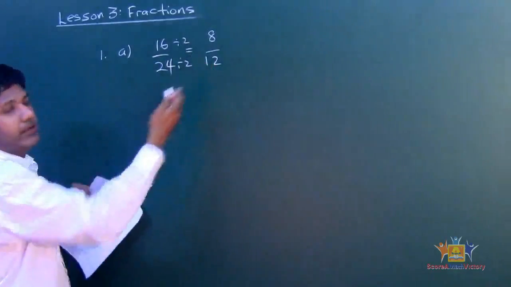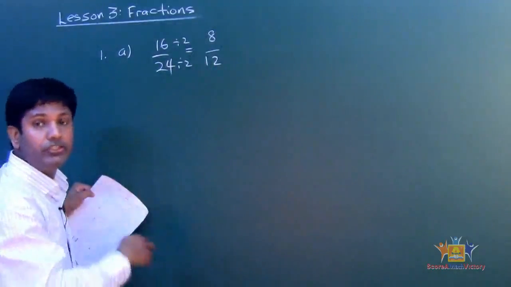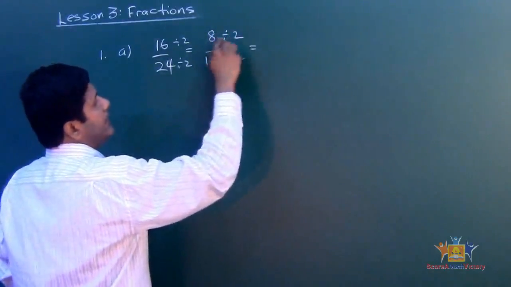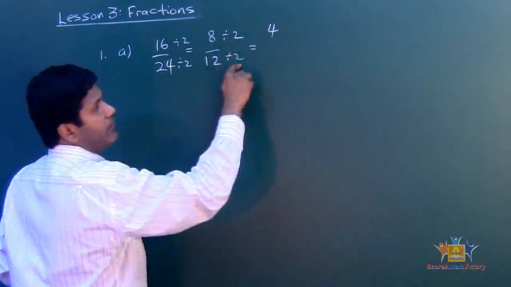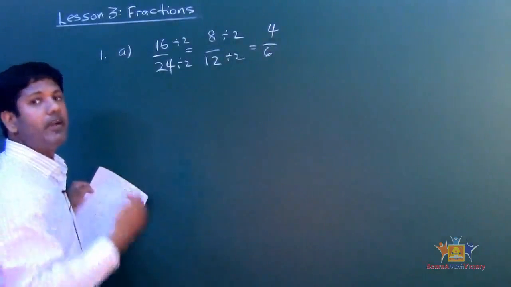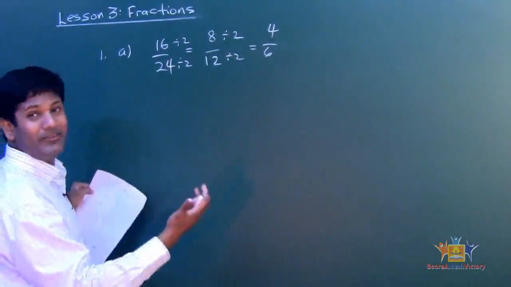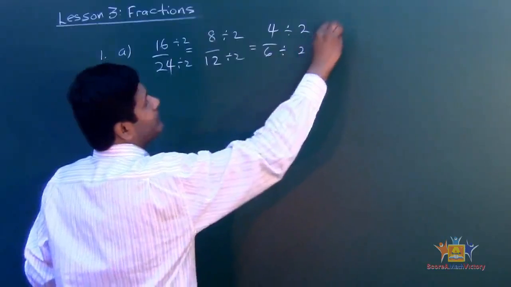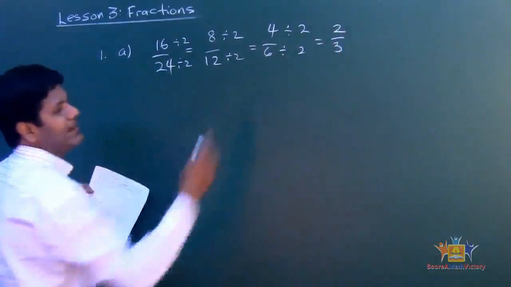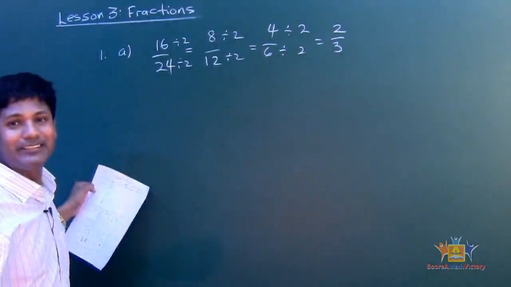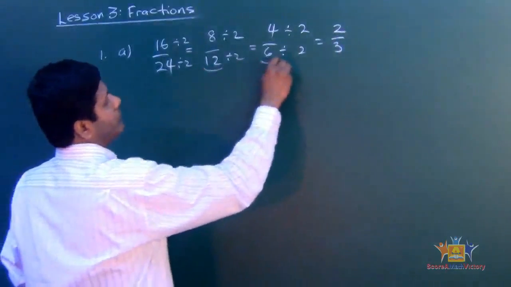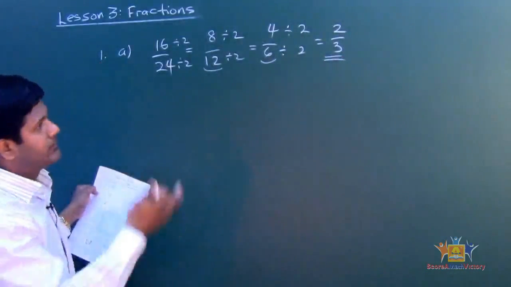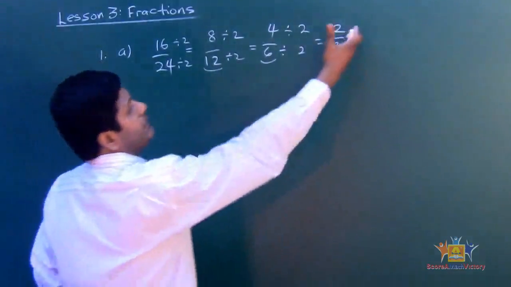Now look and see, can you simplify this any further? Yes, you can divide that by 2 again. 8 divided by 2 is 4, and 12 divided by 2 is 6. Can we divide more? Yes, by another 2. 4 divided by 2 is 2, and 6 divided by 2 is 3. So 2 over 3. And that's the simplest equivalent fraction. The others are also equivalent fractions, but they want the lowest term.